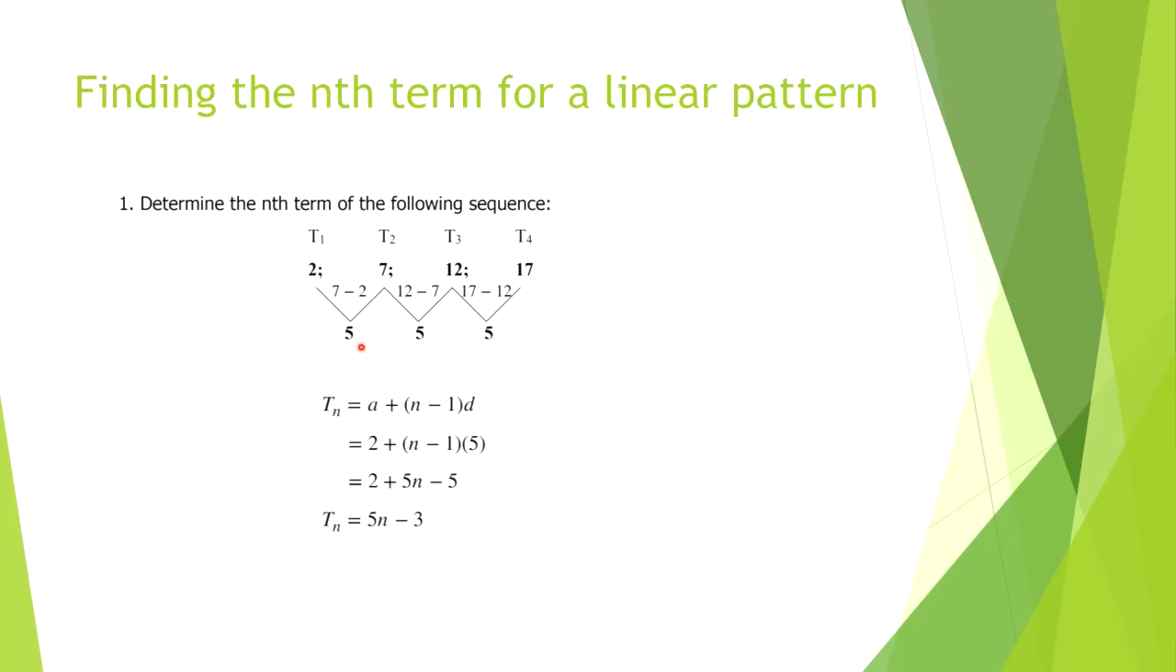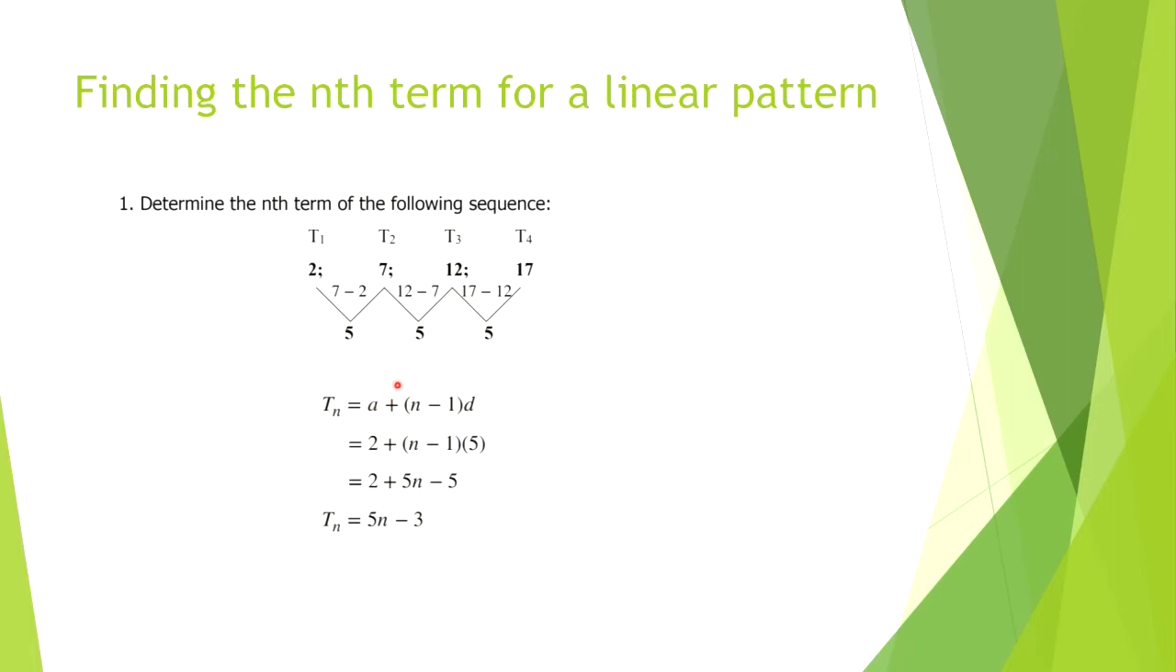It's easy. You just get the constant difference. So it's 7 minus 2, as it shows there. It can be 7 minus 2, it can be 12 minus 7, it can be 17 minus 12. You choose. You see how constant it is? It's 5 throughout the whole pattern. It's always going to be 5 because it is a linear pattern.